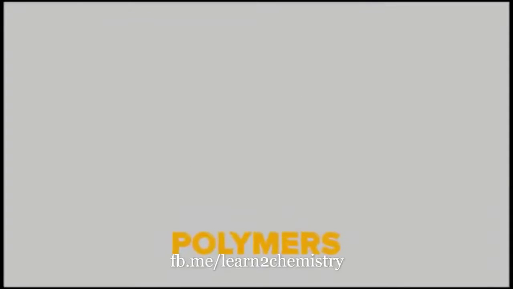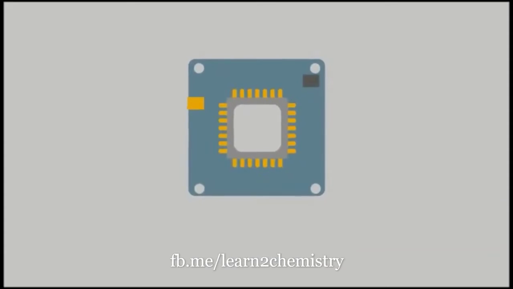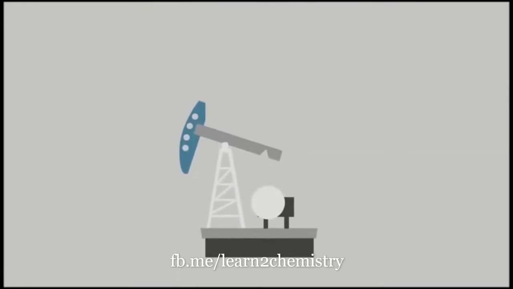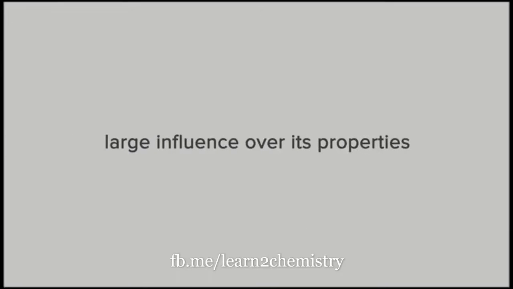Polymers have revolutionized modern society. Plastics are made from hydrocarbons, which are a byproduct of the petroleum industry. This makes them abundant and cheap. How the polymer is processed has a large influence over its properties.